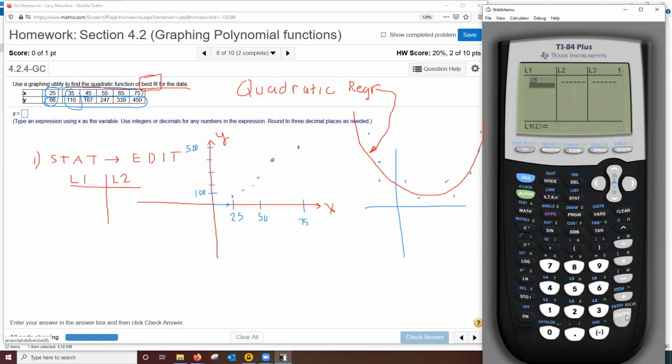So I have a 25 as the first X value, 35 as the next x value, 45, 55, 65, 75.